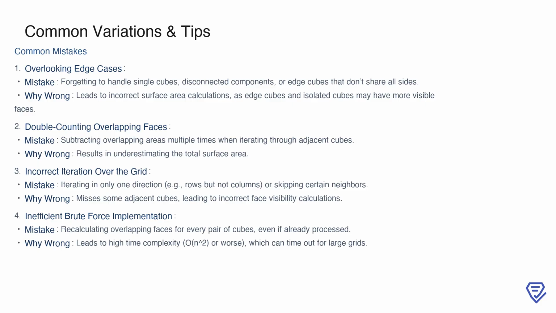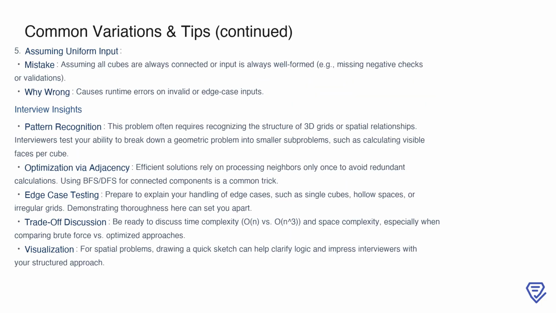Finally, there's the inefficiency of brute force implementations. If you recalculate overlapping faces for every pair of cubes, even after they've already been processed, you can end up with very high time complexity. This can be especially problematic for large grids, where such solutions may even time out. Now, another mistake to avoid is assuming uniform input. If you assume all cubes are connected or that the input is always well formed, you might miss edge cases like negative values or improperly validated data, leading to runtime errors.